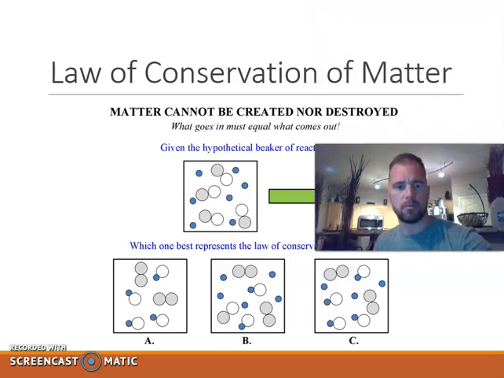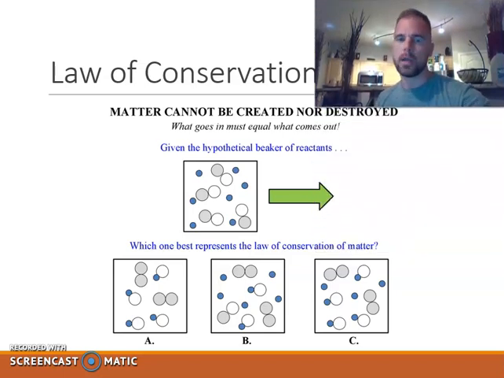If you recall from section or topic 1, the law of conservation of matter or mass, both are the same, states that matter cannot be created or destroyed. So when we write out a chemical reaction, we need to make sure we write it out in such a way where we're actually showing that matter is, in fact, conserved. If you take a look at the given hypothetical beaker of reactants up here, which one down below would best represent the law of conservation of matter?